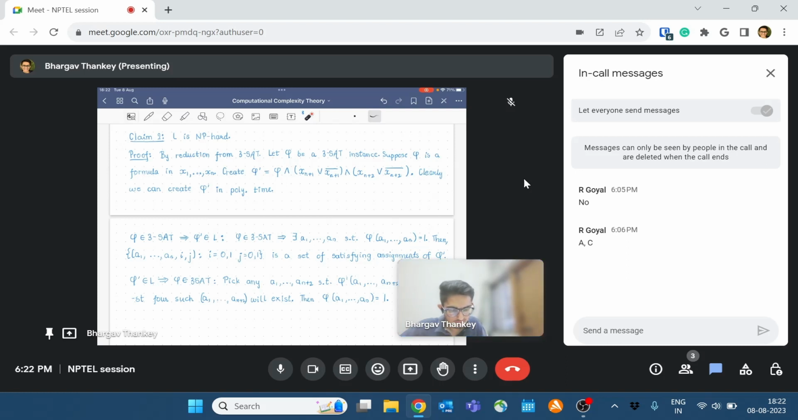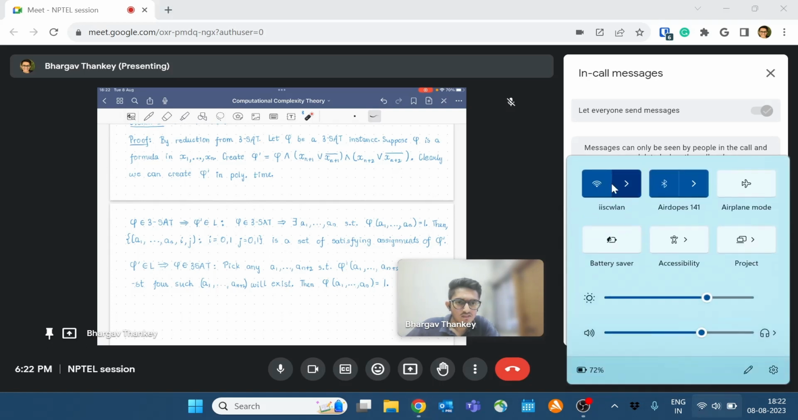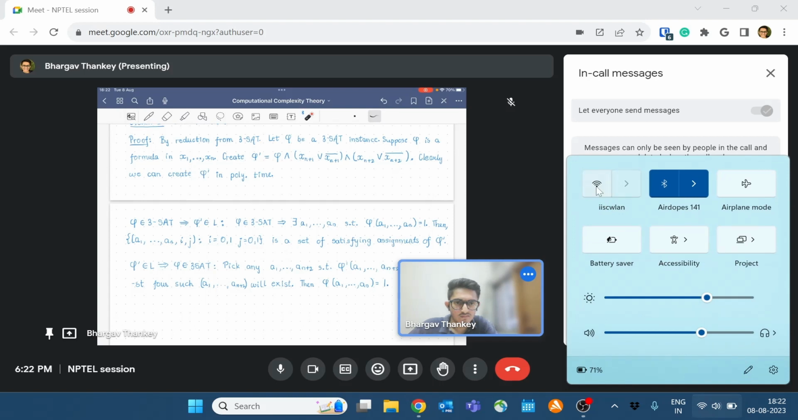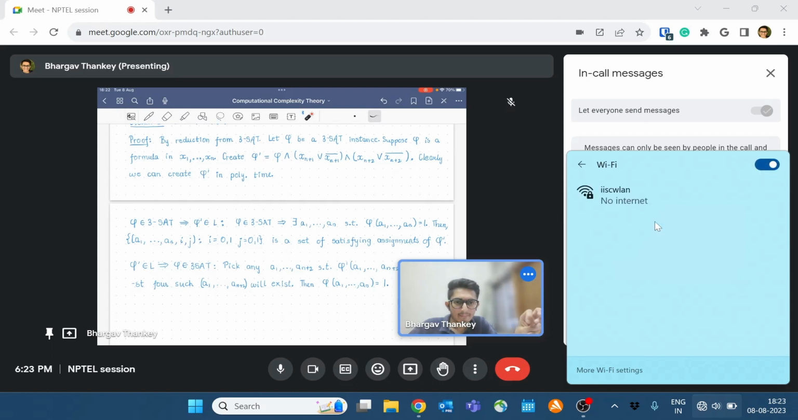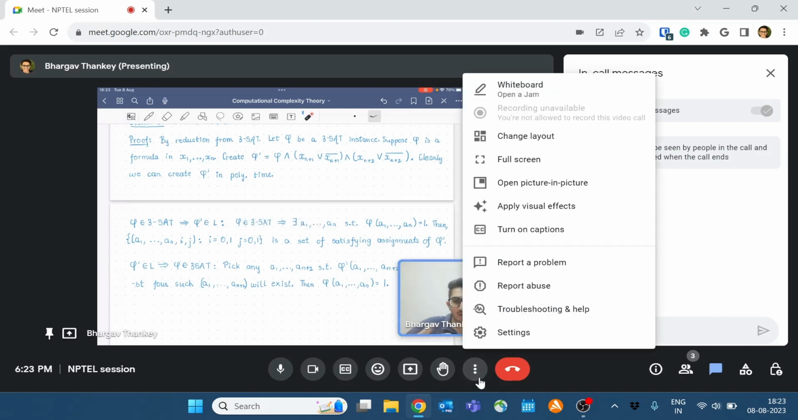Yes, I don't know why, but your voice is not that clear, so I could not understand. Okay, there is some issue. Let me try to reconnect, see if that helps. You may increase the volume level also if possible. I can increase, but I don't know if I can increase my microphone's volume.